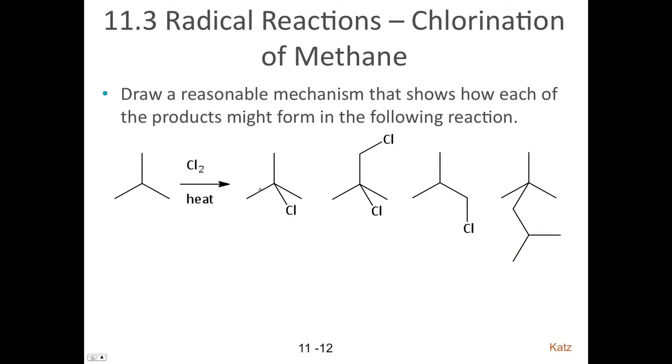Nothing too crazy. Draw a reasonable mechanism that shows how each of the products might form in the following reaction. Well, this should be easy to figure out. Cl2 and heat, just use the same mechanism that we talked about a few slides ago. But how about this dichlorination process? How would that form? How would this form here?